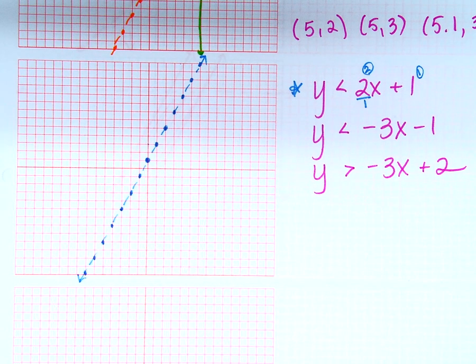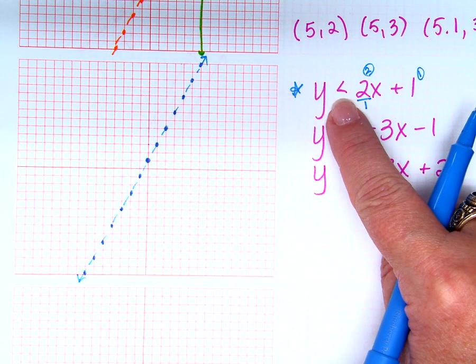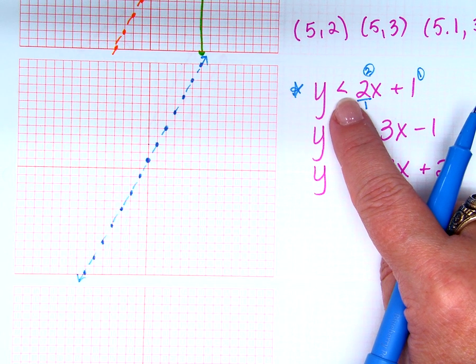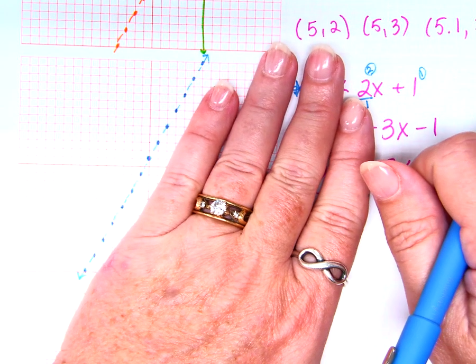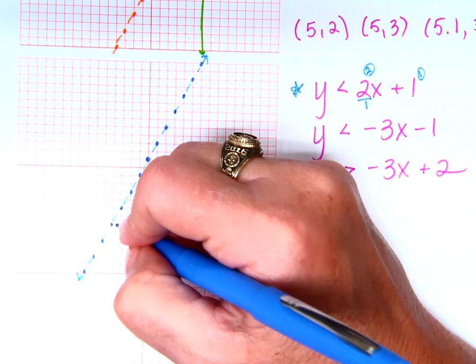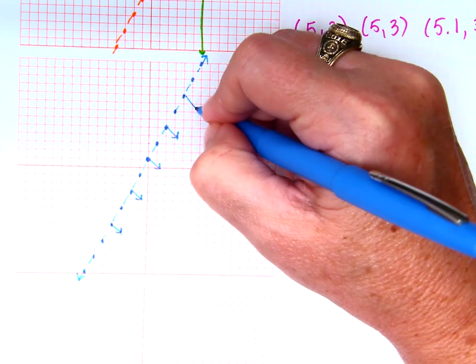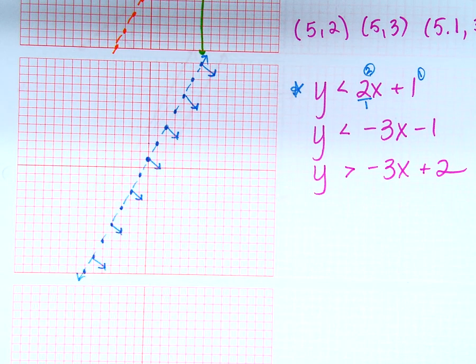Now, where would I shade for this line? I would shade above or below? Below because it's less than. Now, where is below? Right here. That's below. Does everybody understand that's below? So down here is below. Okay, so far?